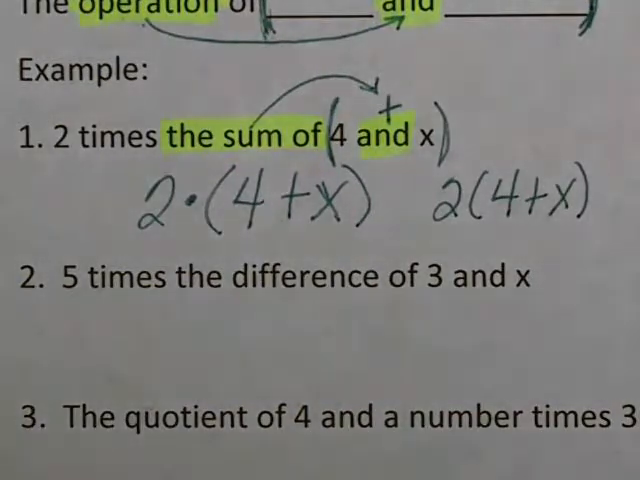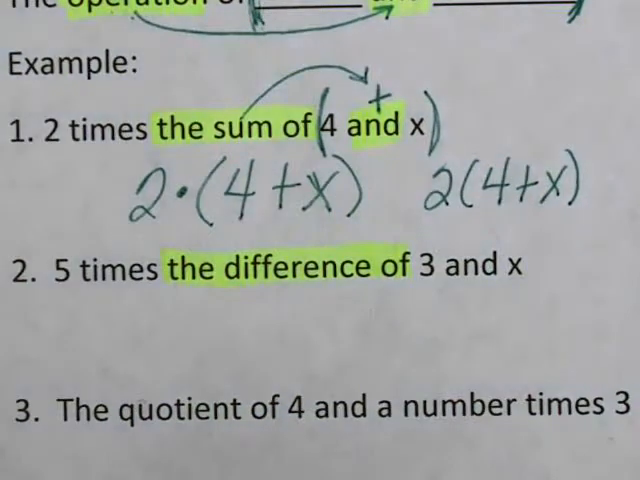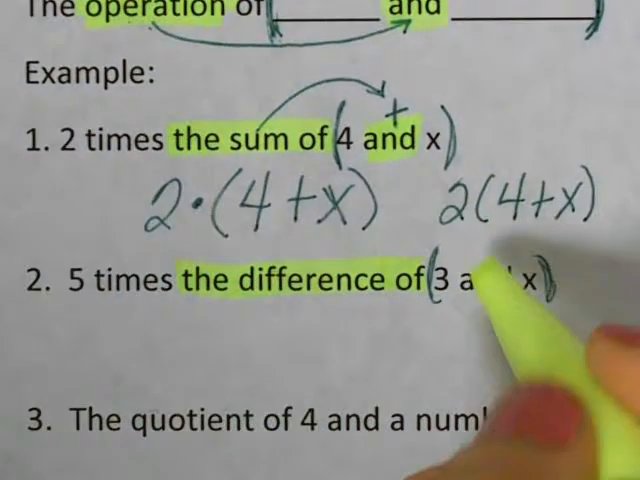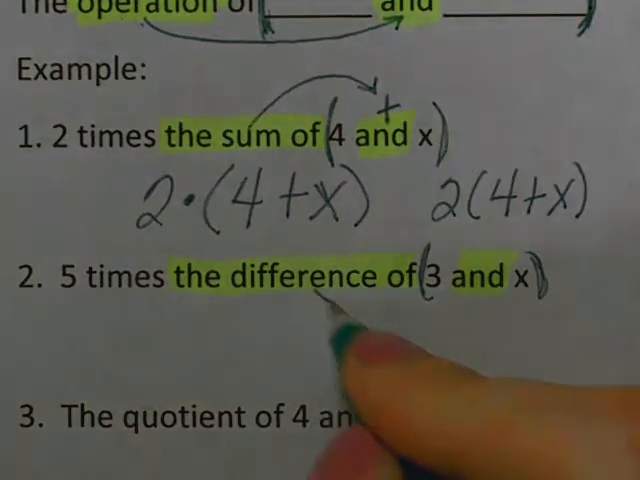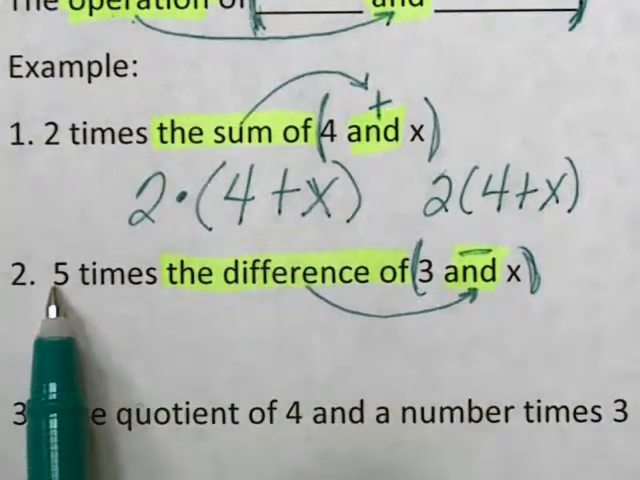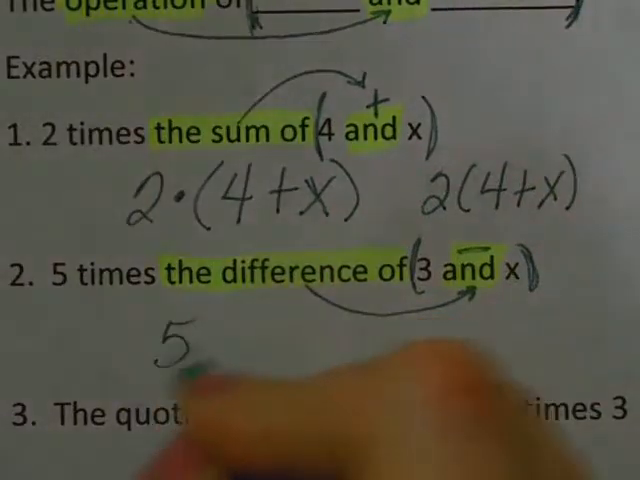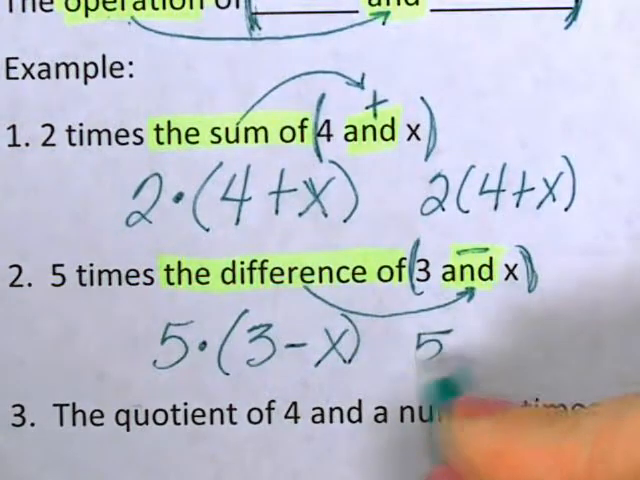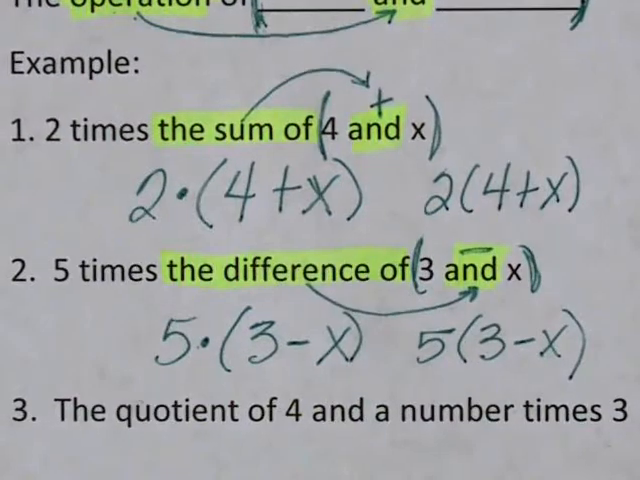Alright, number 2. 5 times the difference of. So there's the phrase, the difference of. And now we're going to put parentheses around 3 and x. So now I know that "and" is going to go with difference. So what operation am I going to use? Above the "and," I'm going to put a minus sign. And then it's just 5 times parentheses 3 minus x. Now remember, you don't have to put that multiplication symbol. You could just write it like this.